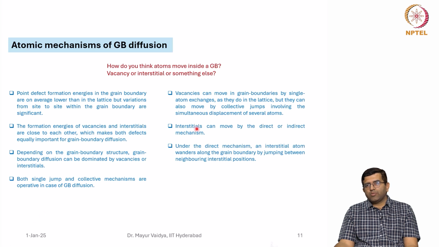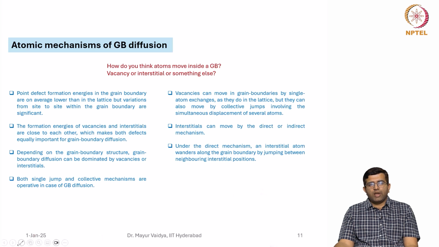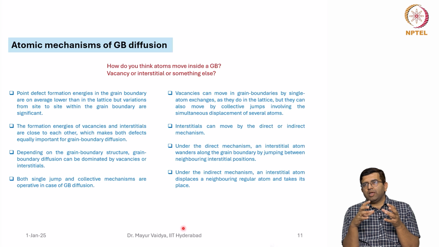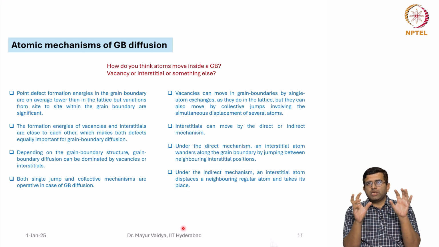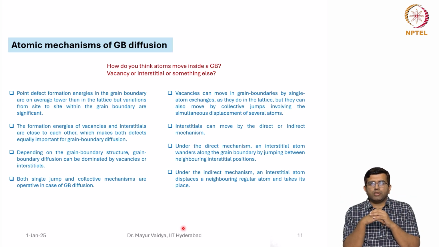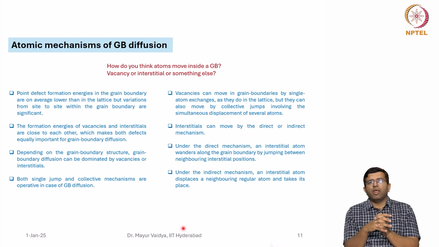And interstitials can move by a direct or indirect mechanism, where in the direct mechanism they go along the grain boundary by jumping between neighboring interstitial positions, whereas in the indirect mechanism they displace a neighboring regular atom and take its place, and that atom is displaced from its original position. So, these are some of the features of the atomic mechanisms of grain boundary diffusion, without going too much into detail.